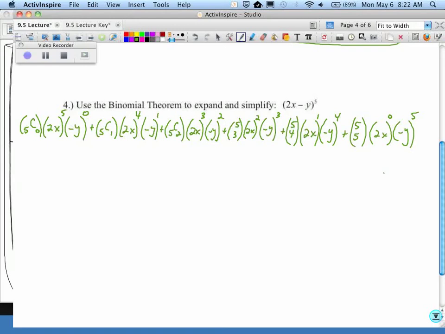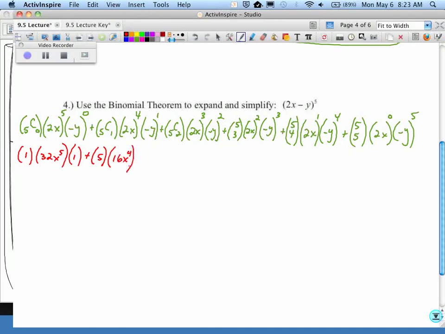5C0 is a 1. 2x to the fifth is 32 x to the fifth. Negative y to the 0 is 1. 5C1 is 5. 32. 2 to the fifth, 2 times 2 times 2 times 2 times 2. 2x to the fourth is 16 x to the fourth. Negative y to the first is negative y. So this is that negative sign I'm talking about. Watch your odd and even powers on the negative.